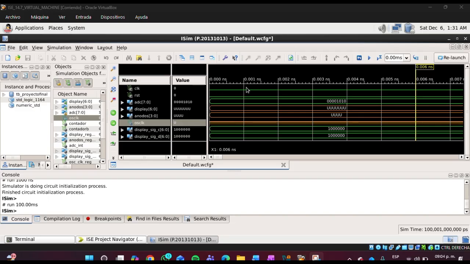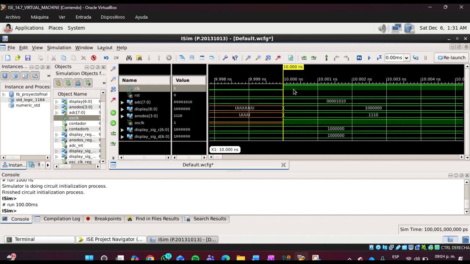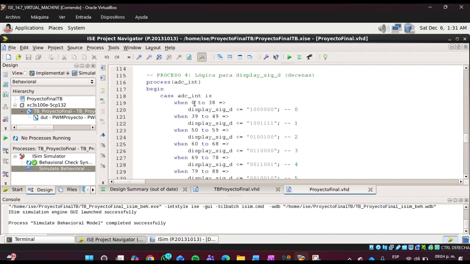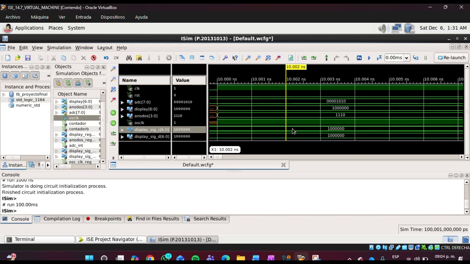So the first part is to analyze the first rising edge, which we got until 10 nanoseconds. And we have an integer value in the ADC of 10. That means that we are in the first range, 0 to 38. So we are at 0 degrees. We are in the hundreds anode vector, and we are showing the same as the 100 signal. And because we are at 0 degrees, we have 0 in the tens signal.